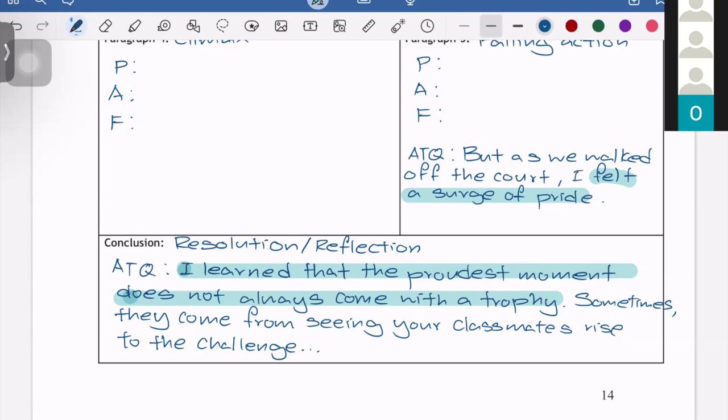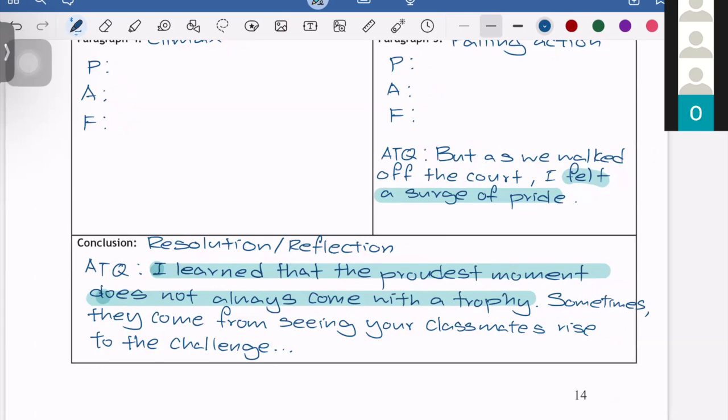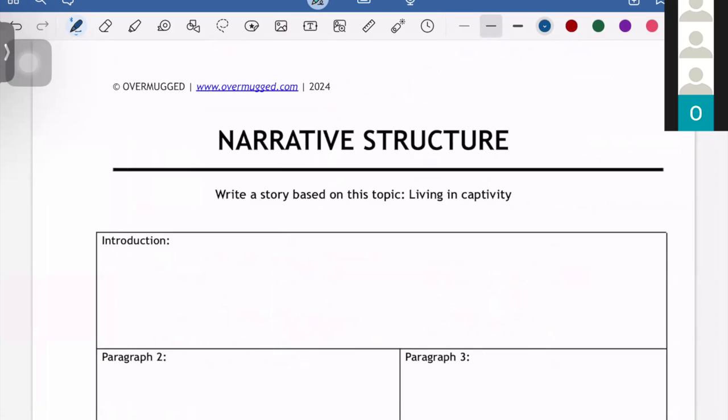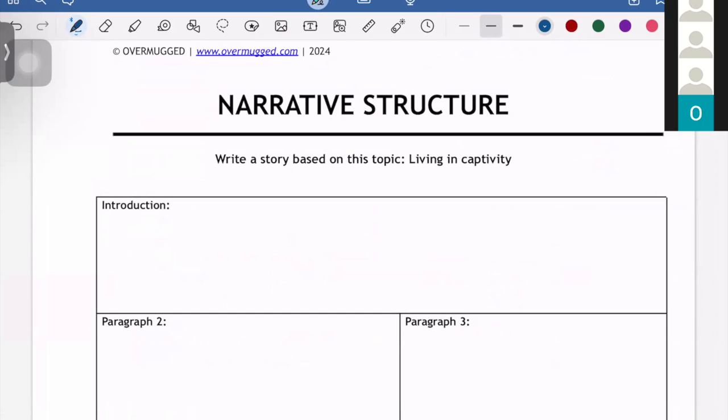Okay, this page done. Moving on to the next page. Next is your narrative structure. Your question: write a story based on this topic, living in captivity. Narrative stories are make-believe. That means you can make up your characters. That will also mean you don't have to write from the point of view of a human. You can write from other animals, anything you want, because it's make-believe.